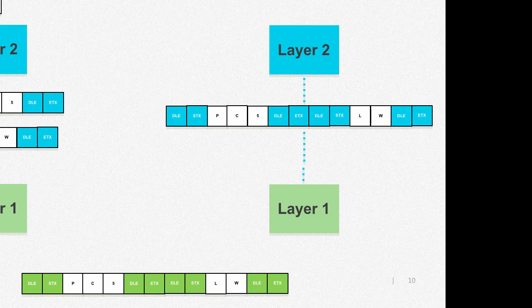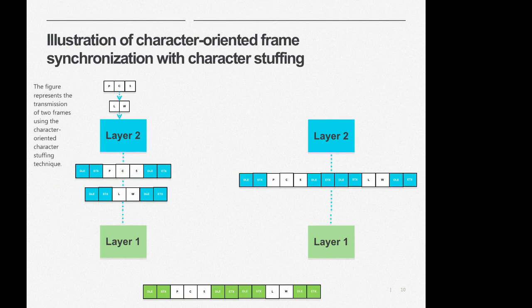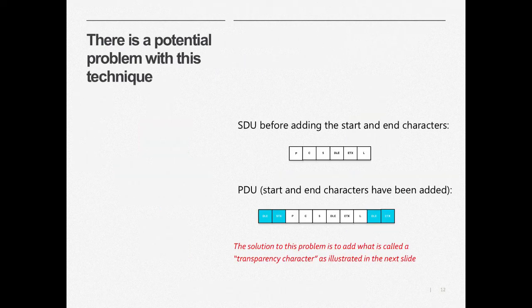Layer 2 will actually use the start of frame and the end of frame characters to be able to accomplish this task. Once all of these blue markers are removed, layer 2 will be able to pass on to layer 3 exactly what layer 3 had passed to layer 2 on the transmitting end, as illustrated in the animation in this image. There is a potential problem with this technique, as we will discuss in this slide.